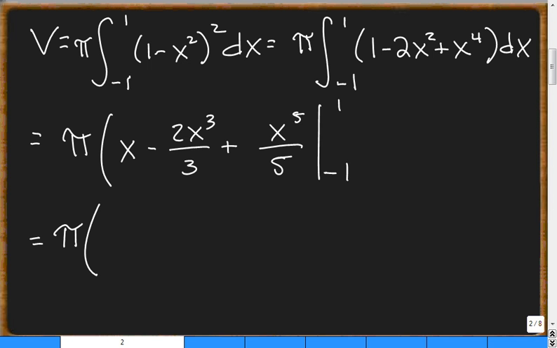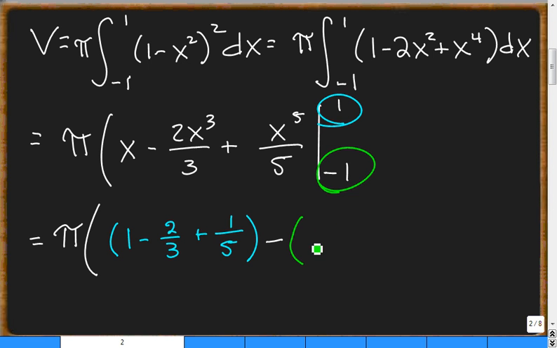So let's plug our answers in. If we plug 1 in, we would get 1 minus 2/3 plus 1/5. And then we have to subtract away plugging in negative 1. So negative 1 cubed times 2 is going to make a negative 2, so we'll end up adding 2/3 here. And then we finally add on negative 1 to the 5th power, which is the same thing as negative 1. So we're going to be actually subtracting 1/5.